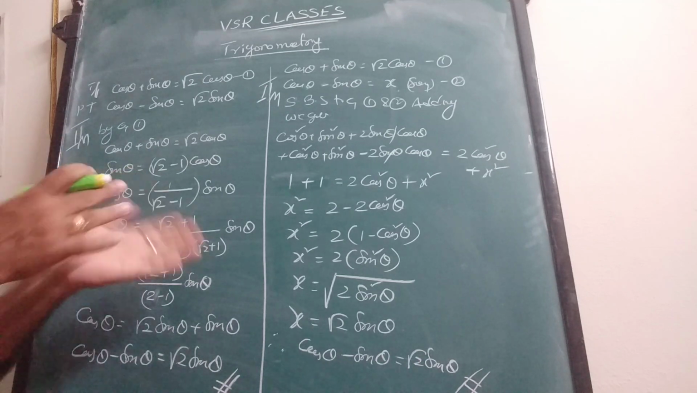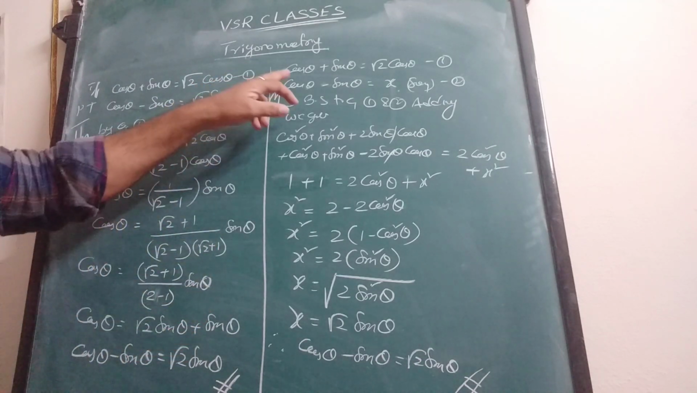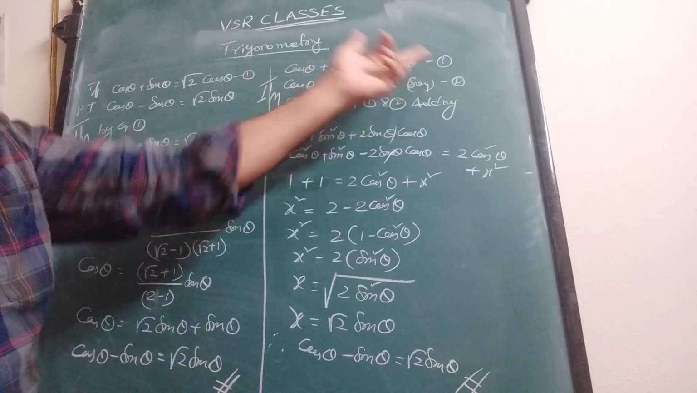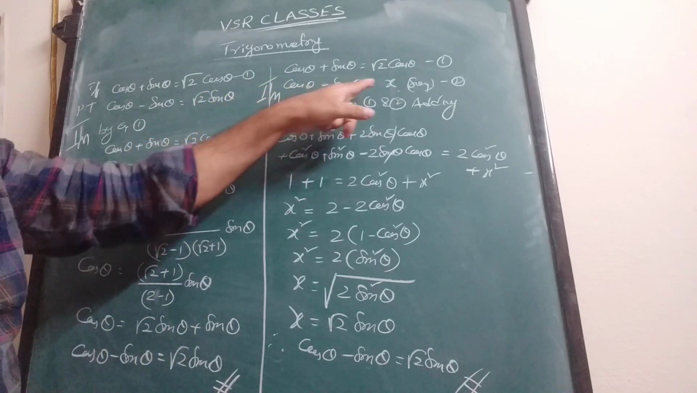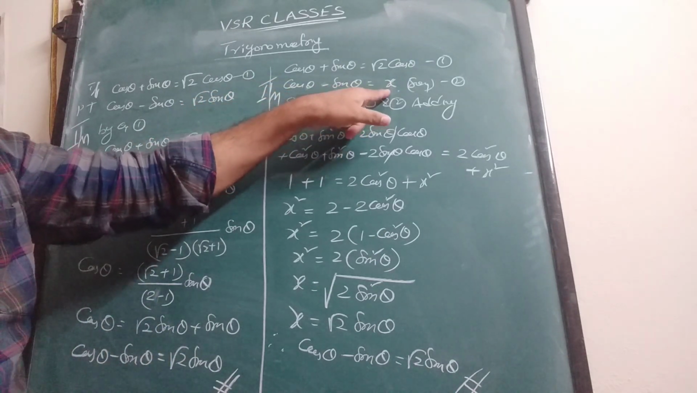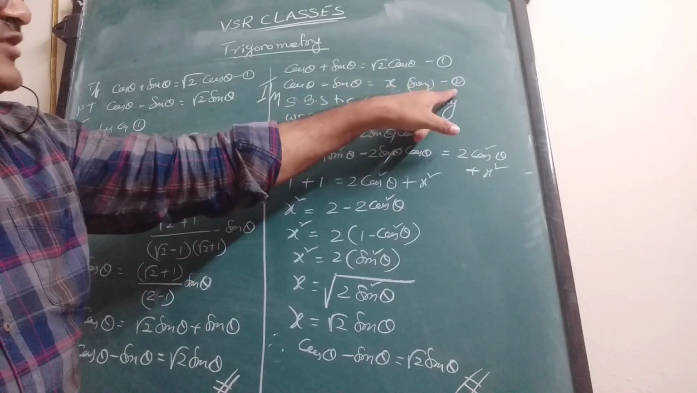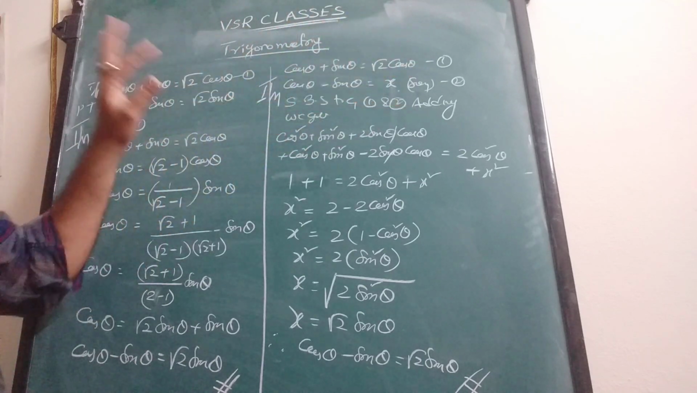Now, in the previous problem, I given that we are taking as x. Like this, you can assume cos theta plus sin theta is equal to root 2 cos theta, that is equation 1. Then whatever we are going to prove, that is cos theta minus sin theta is equal to x. For our convenience, we are taking as x. Say, equation 2. Squaring on both the sides, 1 and 2, and adding, what we get, we'll see.